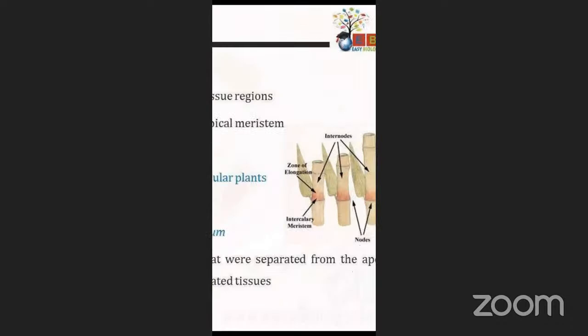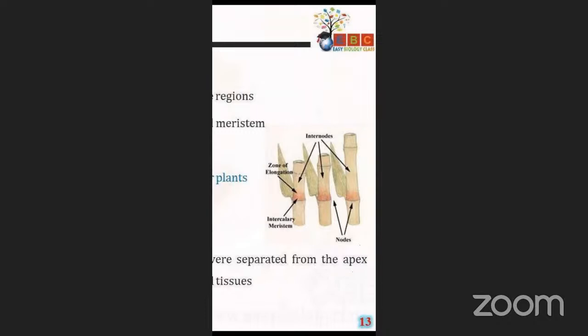See here, the diagrammatic representation is also there. Nodes 1, 2, 3. The first stem shows short, that is the zone of elongation and intercalary meristem. The second stem is increased. The third stem is increased fully. Nodes and internodes are here increased fully.